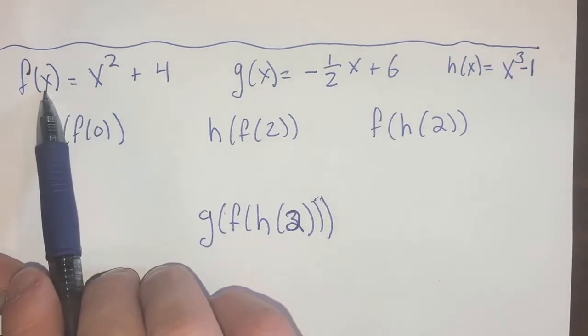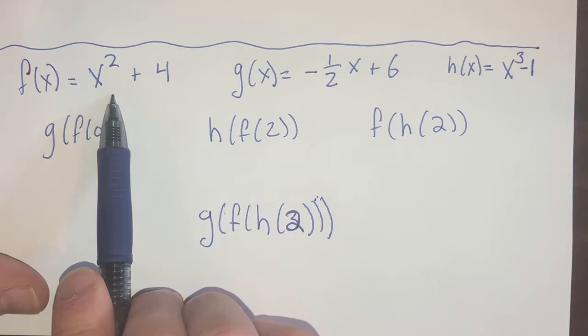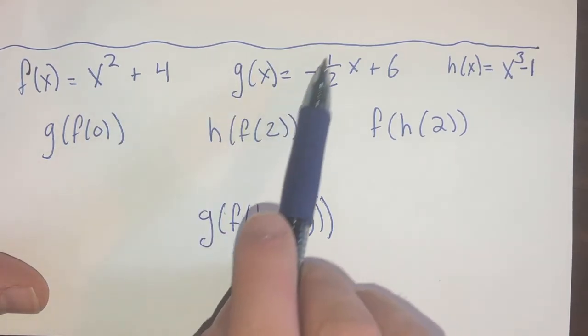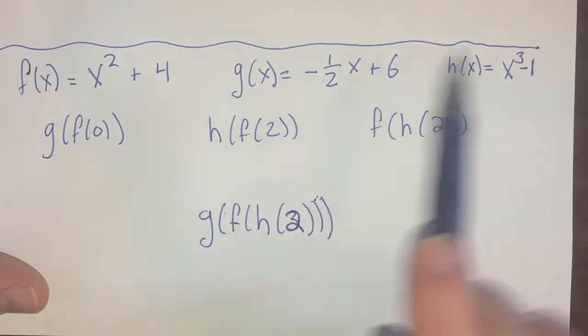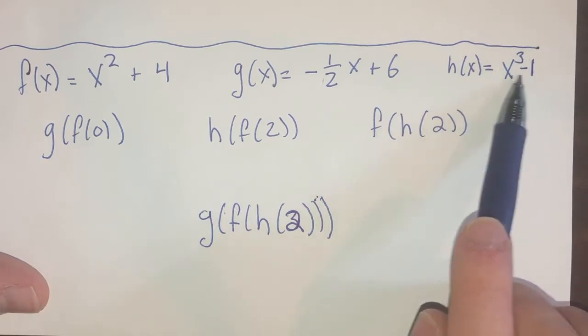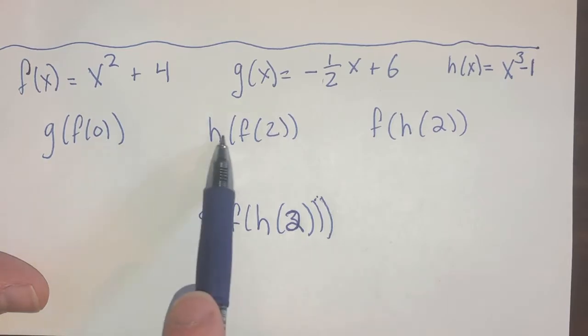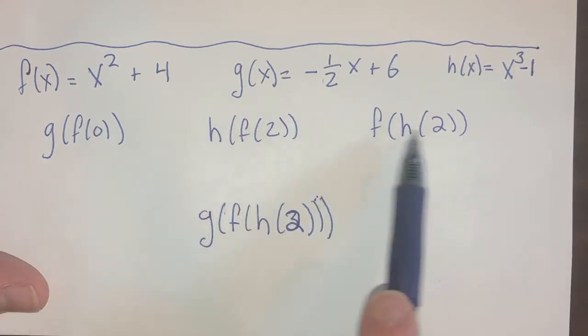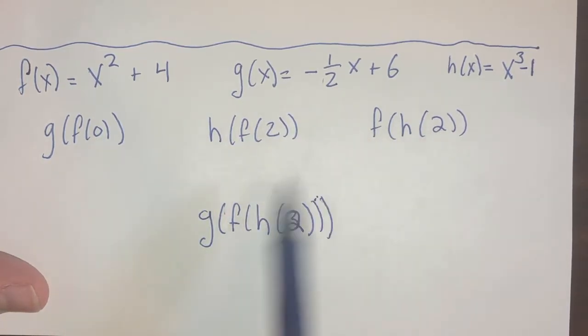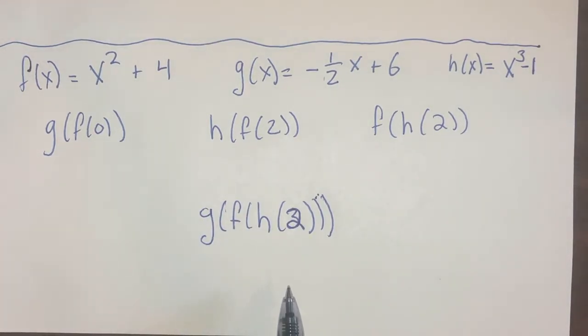Given the function f of x equals x squared plus 4, g of x equals -1/2 x plus 6, and h of x equals x cubed minus 1, I want to know g of f of 0, h of f of 2, f of h of 2, and g of f of h of 2. Okay, so take a second, pause the video, attempt to solve these, and when you're ready to see me work through the answers, go ahead and unpause the video.